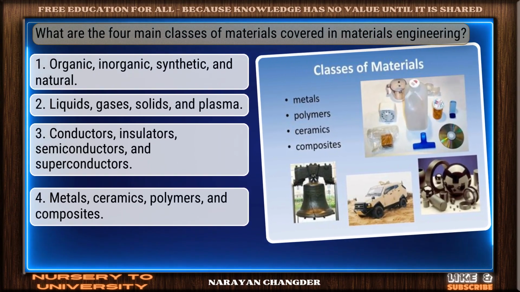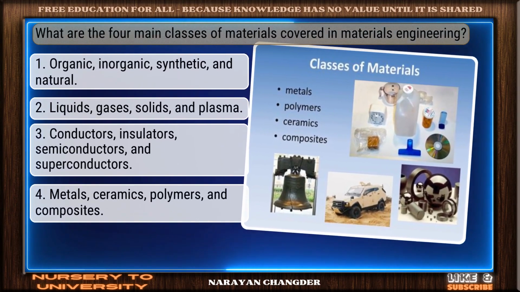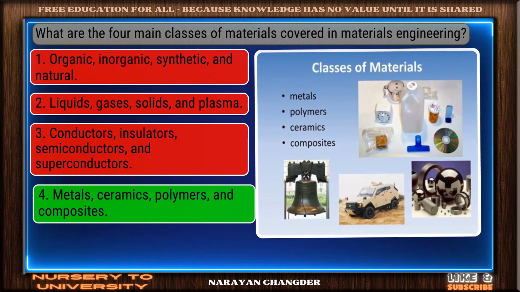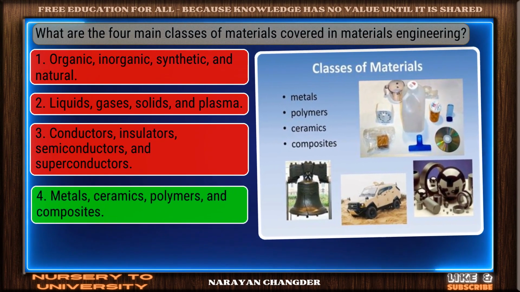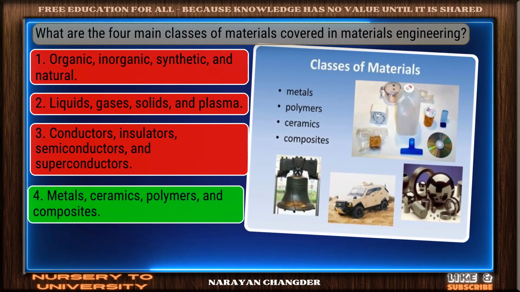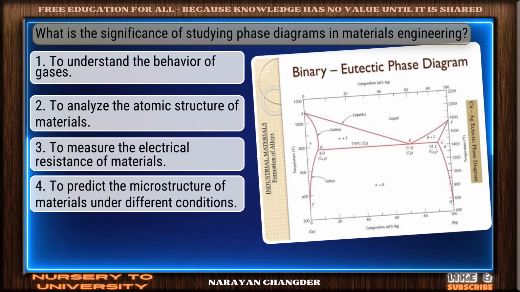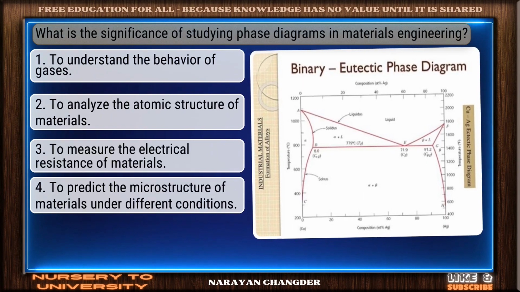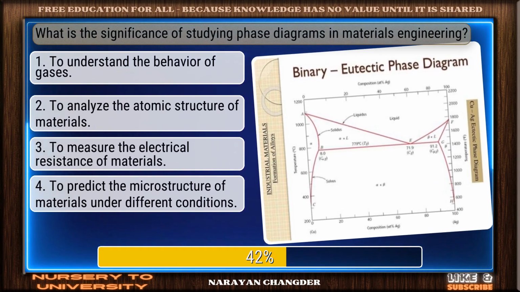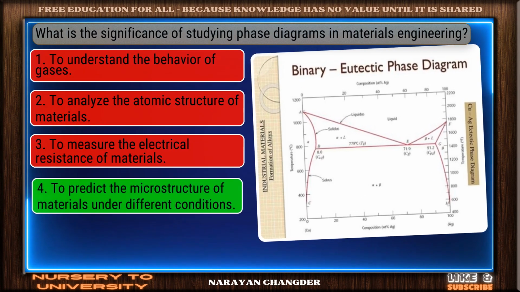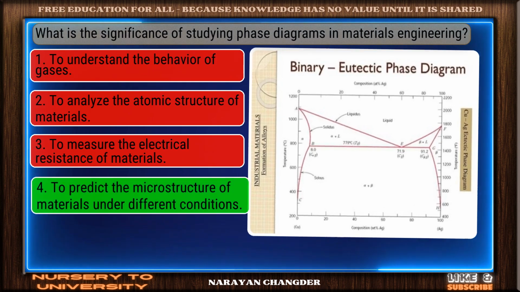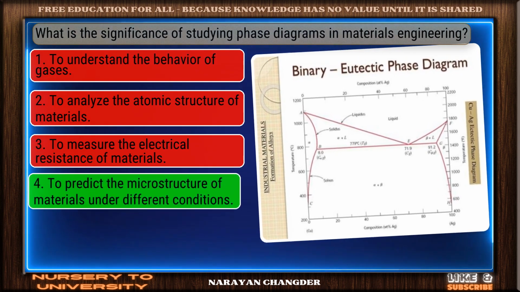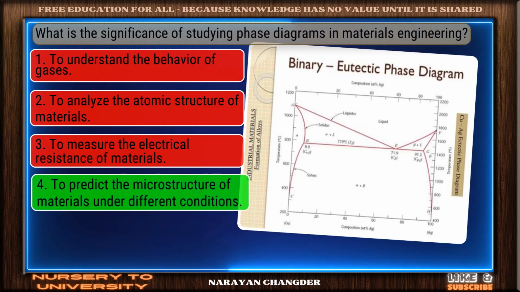What are the 4 main classes of materials covered in materials engineering? You chose metals, ceramics, polymers, and composites. And it is correct. What is the significance of studying phase diagrams in materials engineering? Valid point. To predict the microstructure of materials under different conditions is true.